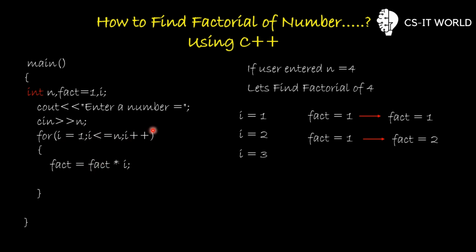So what is the updated value of fact? That is 2. And what is the updated value of i? That is 3, right? So 2 multiplied by 3, that is 6, and it will store into this fact variable. Again the updated value of fact is 6. Okay, so now control goes here again, and it will increment the value of i. So now value of i became 4.